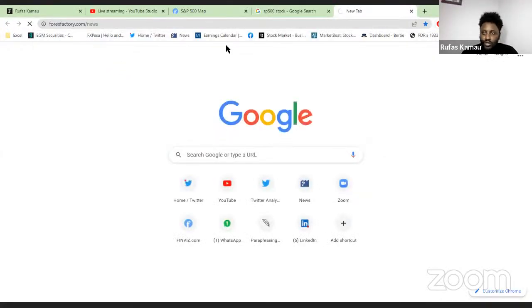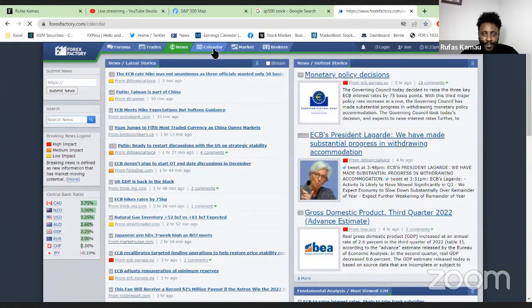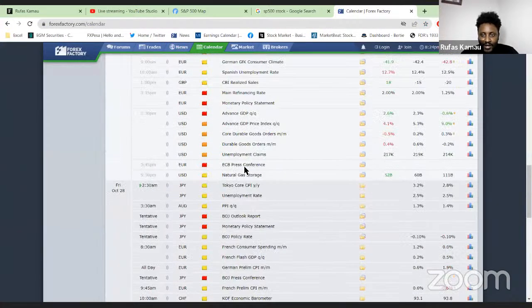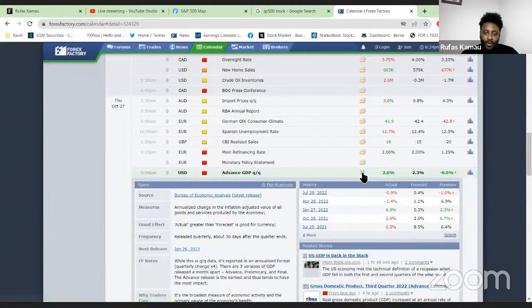So I'm going to use the Forex Factory website. It seems to be quite stable for me. So just go to the calendar here, and then you look at the most recent data that was released today. And this was the advanced GDP quarter over quarter. This is the gross domestic product.